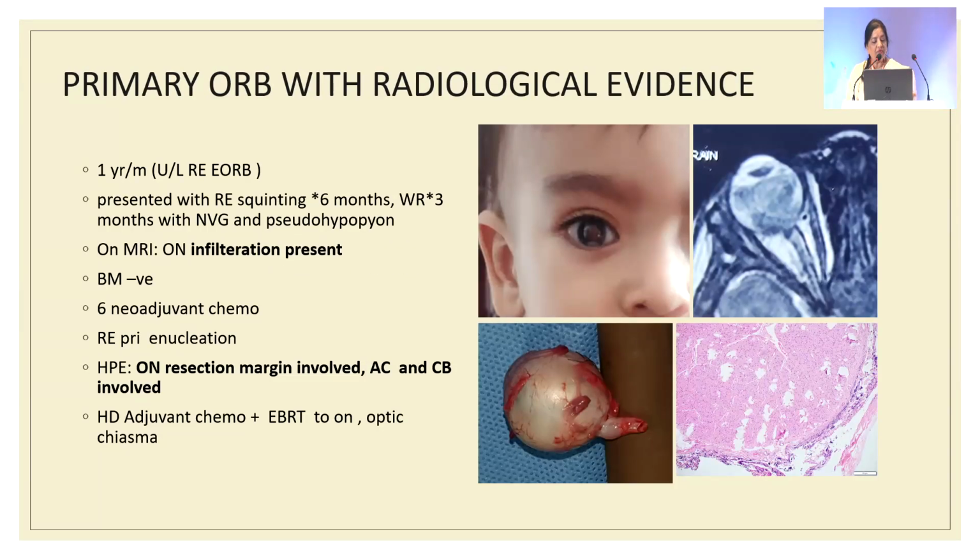In this primary orbital retinoblastoma, the radiological evidence shows what looks like an extrascleral extent where the optic nerve is thickened. The patient received 6 cycles of neoadjuvant chemo and underwent primary enucleation, and on histopathology the optic nerve was involved, with anterior chamber and ciliary body involvement also. After the enucleation, he was given high dose adjuvant chemo and EBRT to the optic nerve and up to the optic chiasma. So this is the protocol.